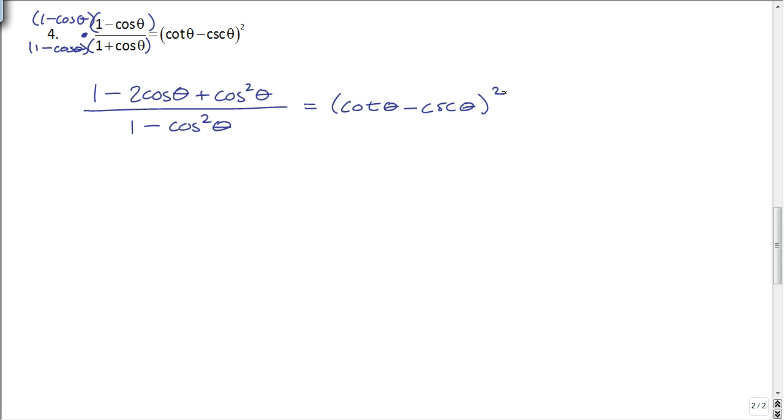So now you got to look to see what else you can simplify. The denominator has another Pythagorean identity. 1 minus cosine squared theta is sine squared theta. So we're going to have 1 minus 2 cosine theta plus cosine squared theta all over sine squared theta.